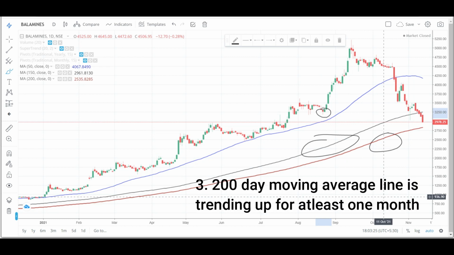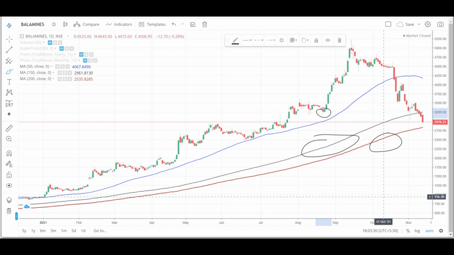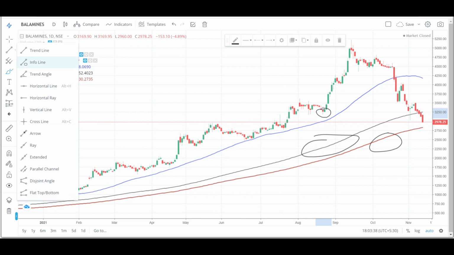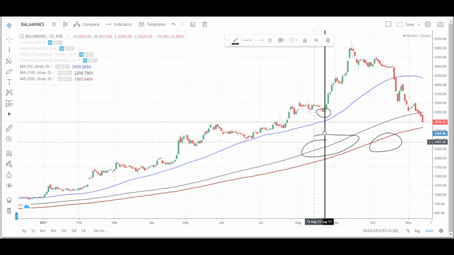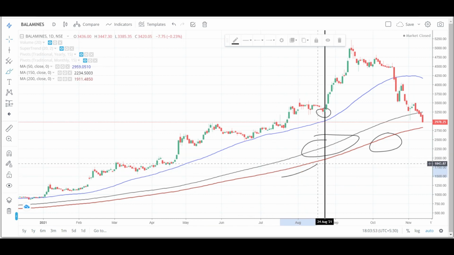The third criteria is the 200-day moving average line is trending up for at least 1 month. So I took the trade, let me show you, at this point. One month before is around 24 August. From July you can see the 200-day moving average was going up. So it fulfills the third criteria that the 200-day moving average line is trending up for at least 1 month.